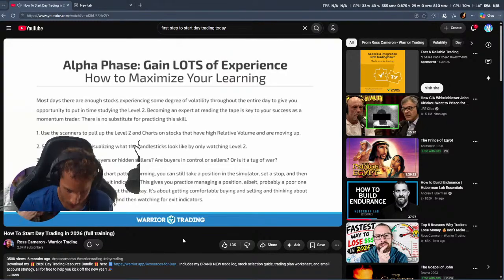So again, whether you use 1 or 2 shares with real money or you use a simulator, the alpha phase is about gaining a lot of experience to maximize your learning while keeping the cost as low as possible.